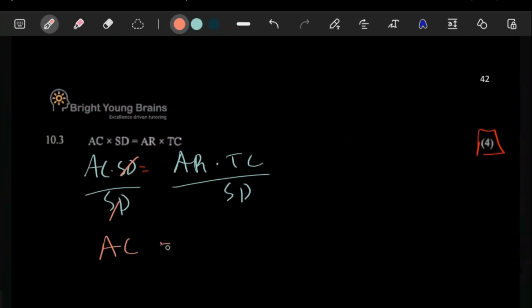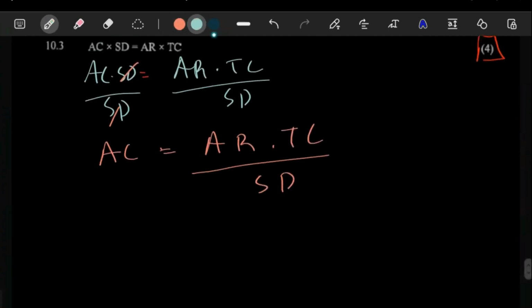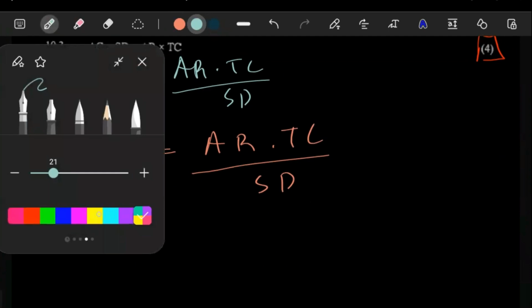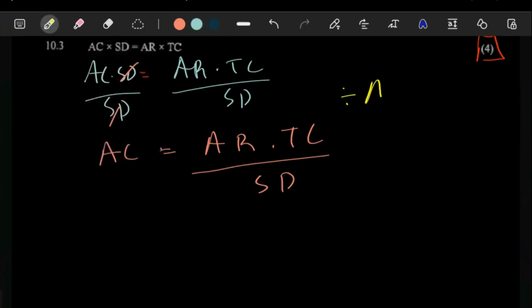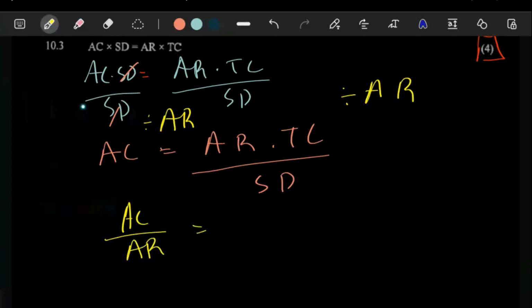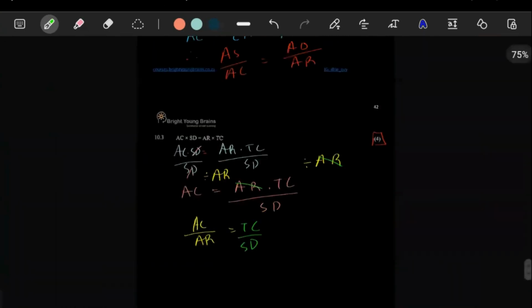So once we have done this, we're trying to end up with a ratio. So here we can maybe then divide both sides by AR. So divide here by AR, divide here by AR. We're going to have your AC, the whole thing, over AR. And obviously on this side here, AR cancels that. We have TC over SD. So this is what we could be looking to prove.